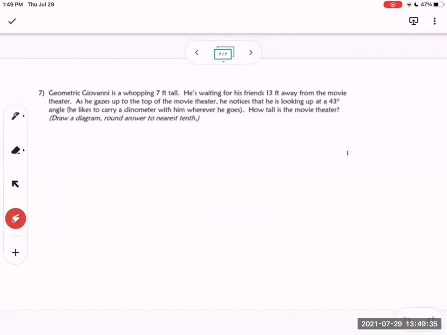Okay, Geometric Giovanni is a whopping 7 feet tall. He's waiting for his friend 13 feet away from the movie theater. As he gazes up to the top of the movie theater, he notices that he's looking up at a 43-degree angle. It's pretty impressive that he knows that.